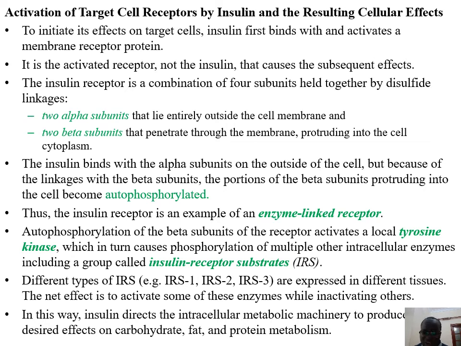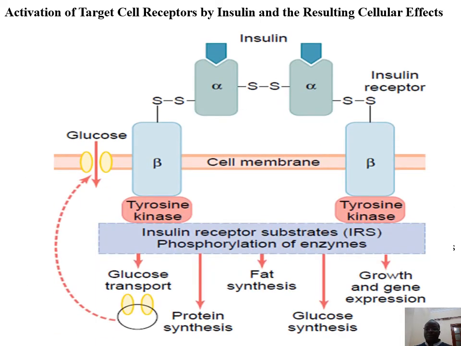The net effect is to activate some of these enzymes while inactivating others. So some of the enzymes are activated, other enzymes are inactivated in the process. In this way, insulin directs the intracellular metabolic machinery to produce the desirable effects on carbohydrate, fat, and protein metabolism.